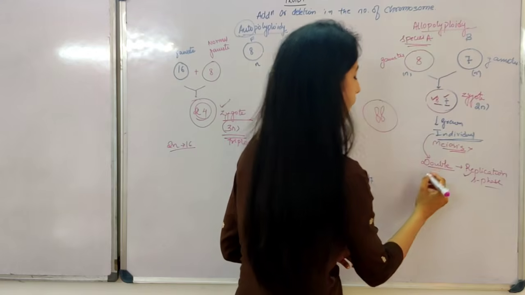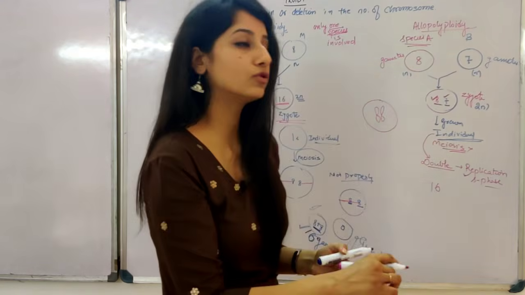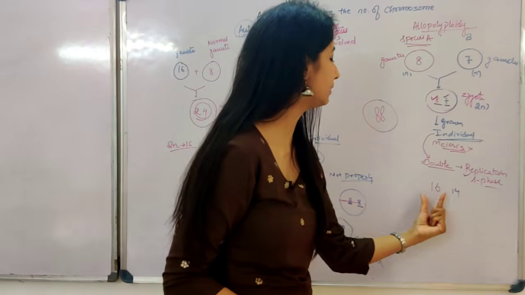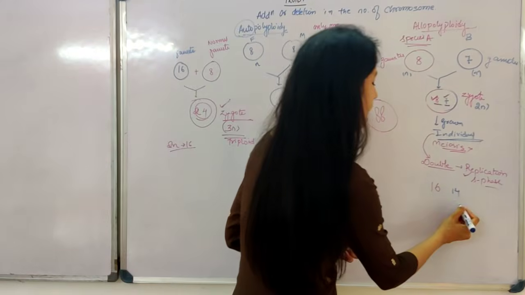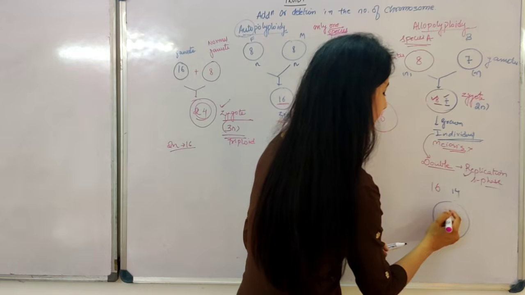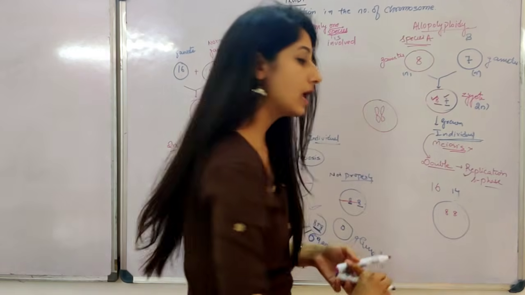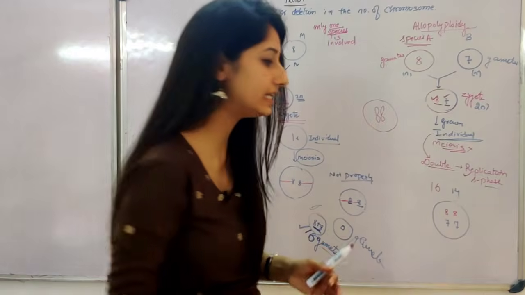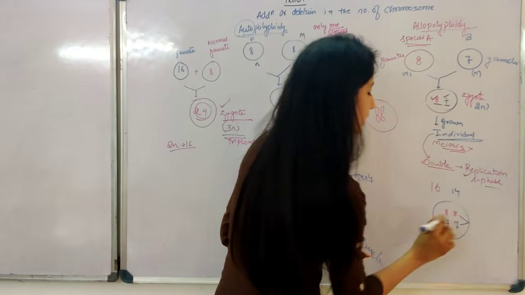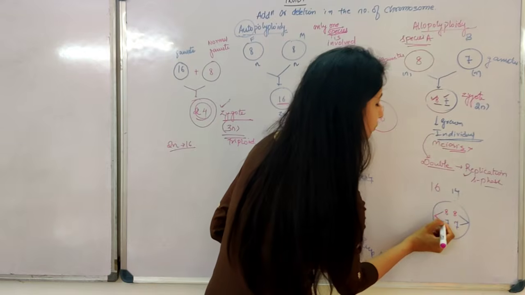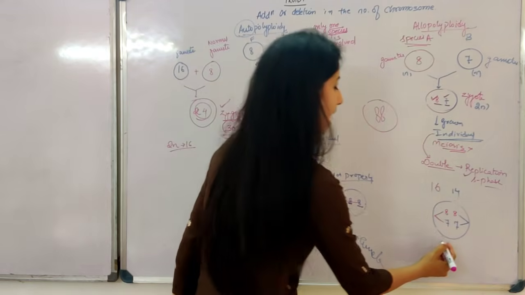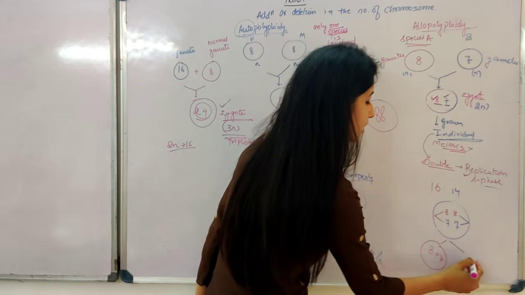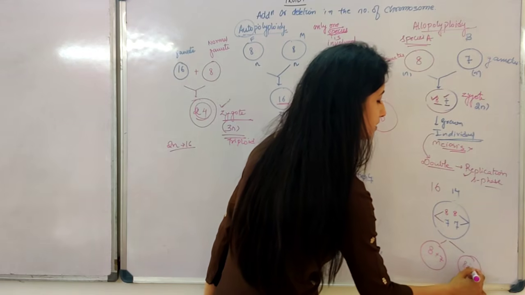So what will happen now? Here there are 16 chromosomes and here 14 chromosomes. Now this 8 and 8 can pair up and this 7 and 7 can pair up very easily. These will be pulled here and these will be pulled here. So two gametes will be formed. One gamete will be 8 plus 7 and the other gamete will be 8 plus 7.